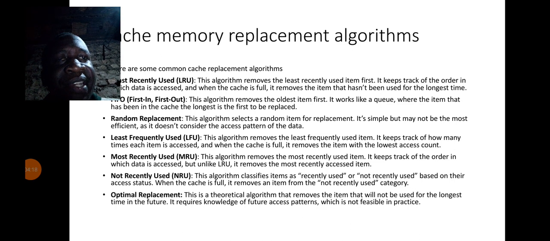The sixth one is the not recently used algorithm. This algorithm classifies items as recently used or not recently used based on their access status. When the cache is full, it removes an item from the not recently used category.